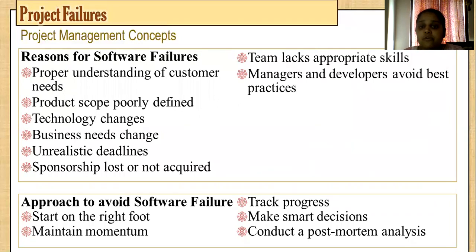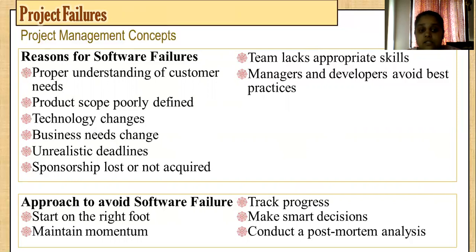Next is software failures. Now what are the reasons of software failures? Software fails when the developers or practitioners are not able to understand the needs of the customer. Then if the scope, that is the features of the system, is poorly defined, if you are having a technology change, if your business need changes, if there are unrealistic deadlines, if there is no sponsorship or proper budget available, if the team is not skillful, if the managers and developers are not following the best practices, your software will fail inevitably.